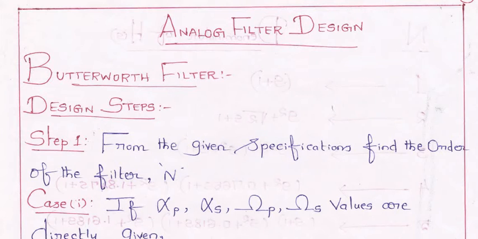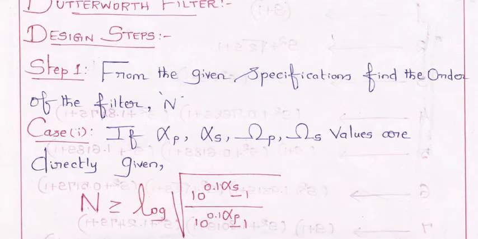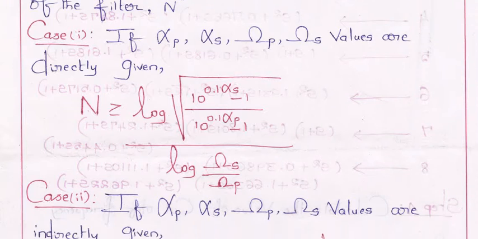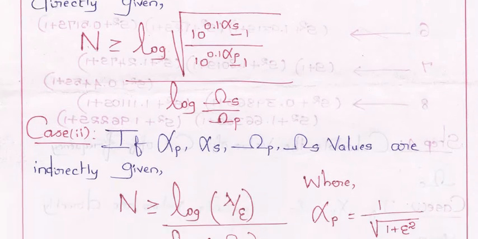So here we are having case 1. In this, if alpha p, alpha s, ohm p, ohm s values are directly given, you have to use this formula. N is greater than or equal to log of square root of (10 to the power 0.1 alpha s minus 1) divided by (10 to the power 0.1 alpha p minus 1), whole divided by log of ohm s divided by ohm p.